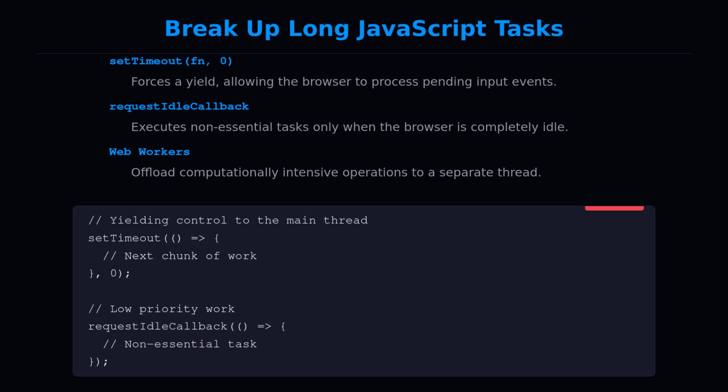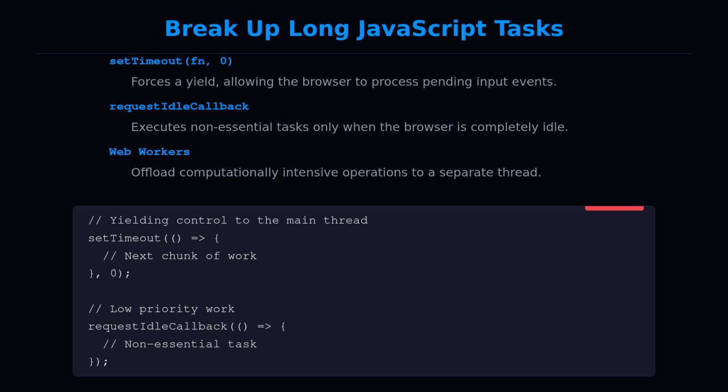Break large JavaScript execution blocks into smaller, manageable chunks. Use "setTimeout" with a task function and 0 to yield control back to the main thread. This allows the browser to process pending user input events. Alternatively, utilize "requestIdleCallback" for non-essential, low-priority work. This ensures execution only happens when the browser is completely idle.